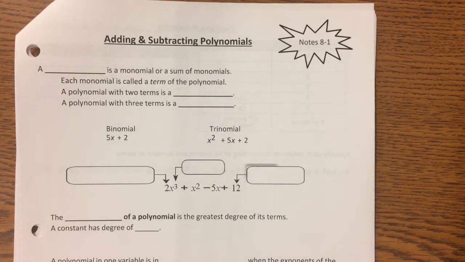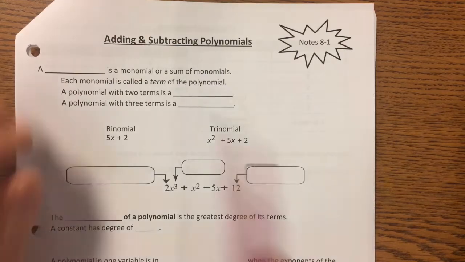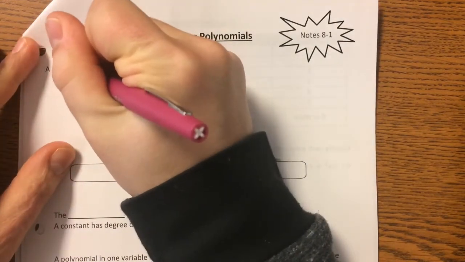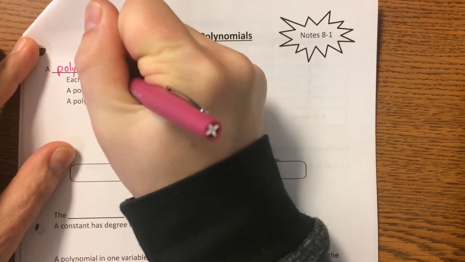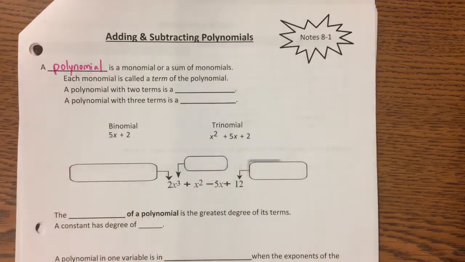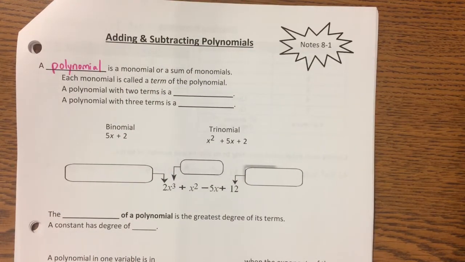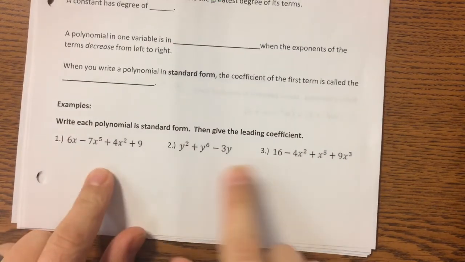So let's define a polynomial. A polynomial is a monomial or a sum of monomials. So you'll see a bunch of polynomials all over the place. Like if you look at the bottom, there's 3 examples here.